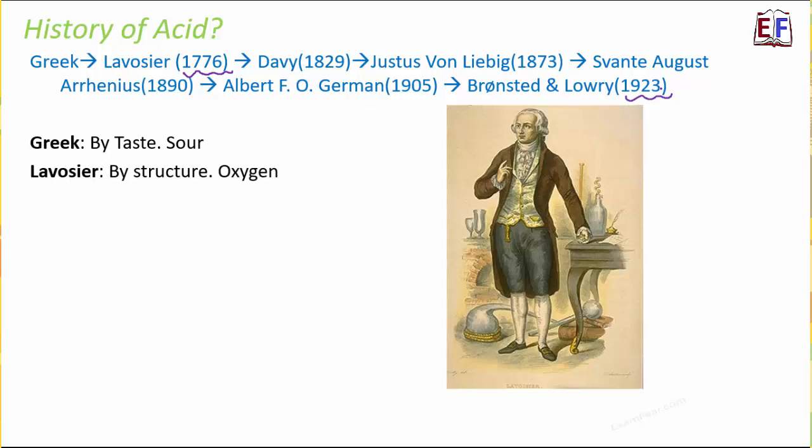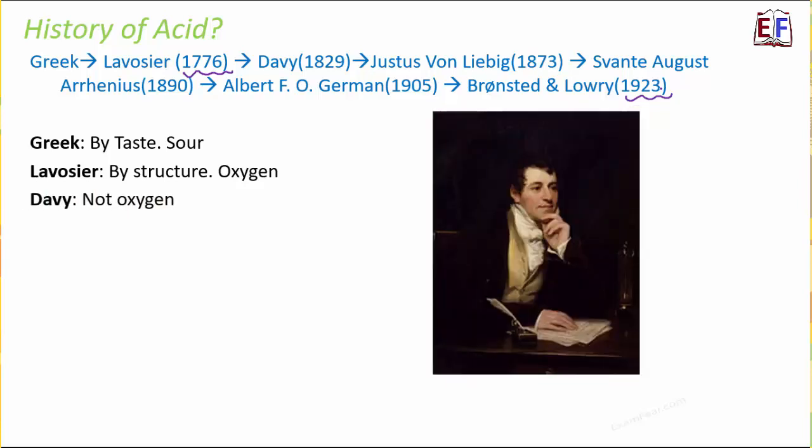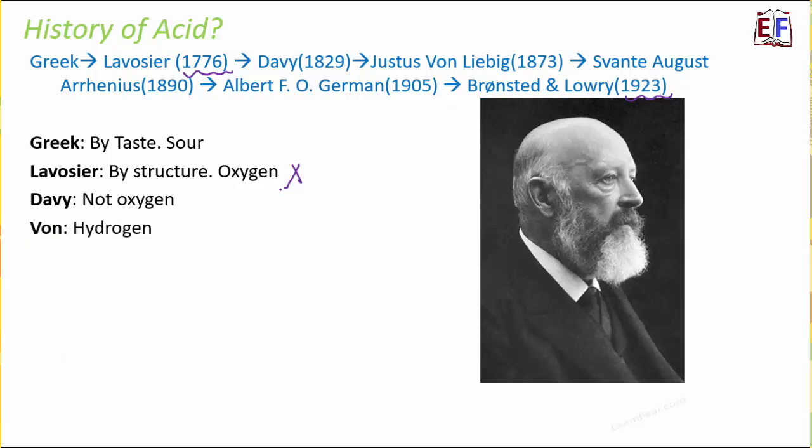A couple of years later, around 1776, Lavoisier said that acids should be defined by structure, so any structure that has oxygen is acid. But to the contrary, a few years later, Davy said that we cannot define acid on the basis of oxygen. However, Davy did not give any specific definition of acid, but he tried to show that Lavoisier's definition was incorrect because he found that there were some acids that did not have oxygen in their structure. Again, a few years later, Vaughan came up with a new definition of acid, and he said that one with hydrogen is acid. So he said that the presence of hydrogen tells us about the acidic nature of a particular substance.